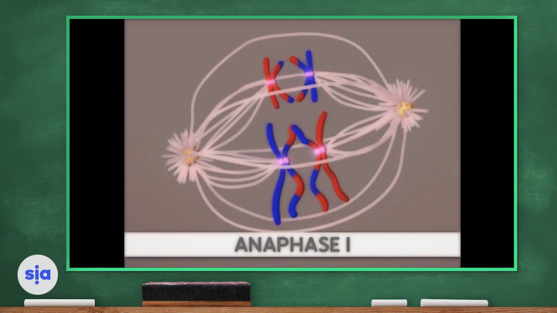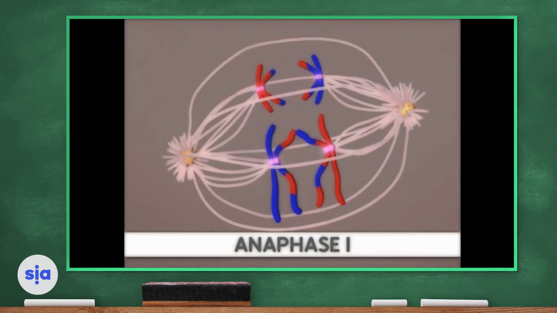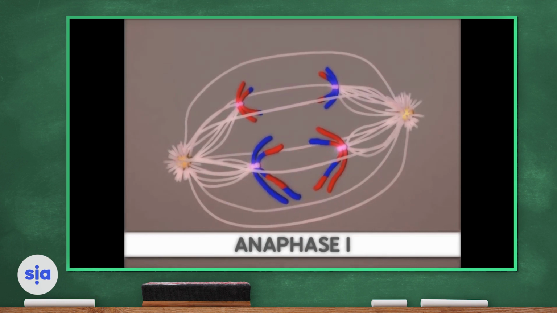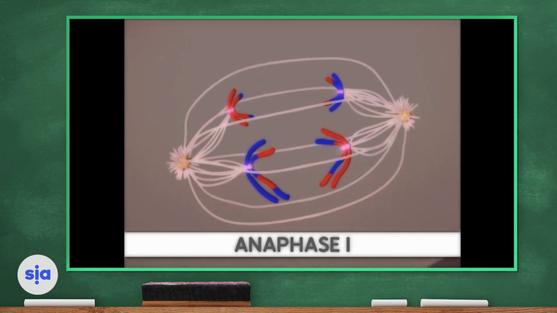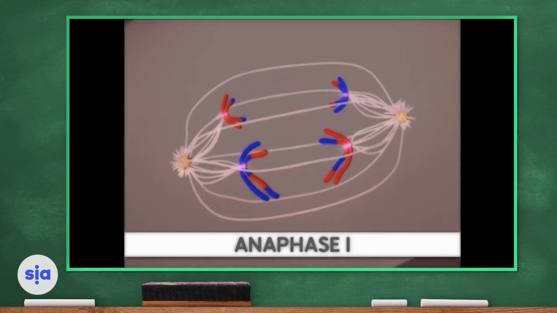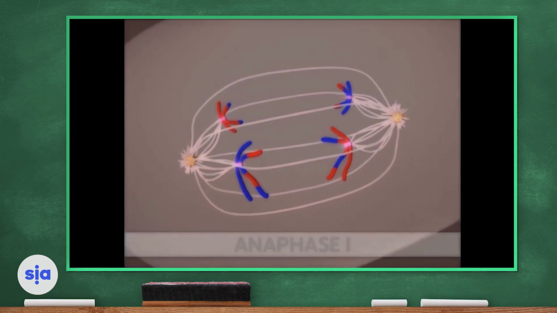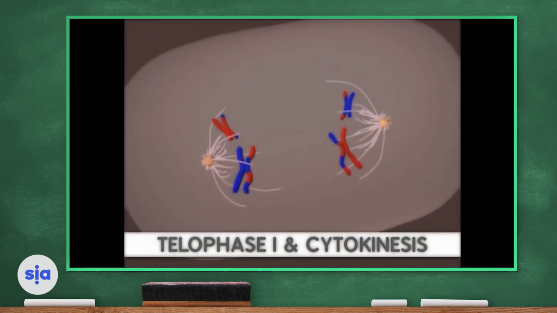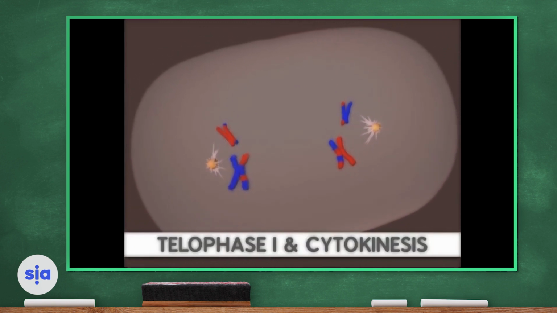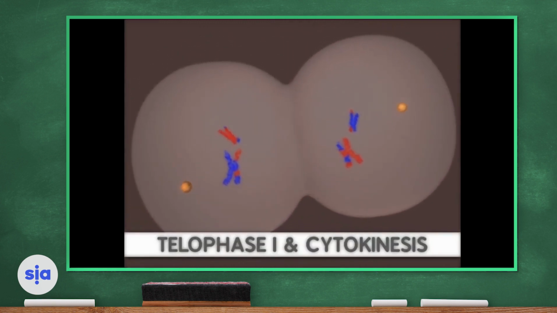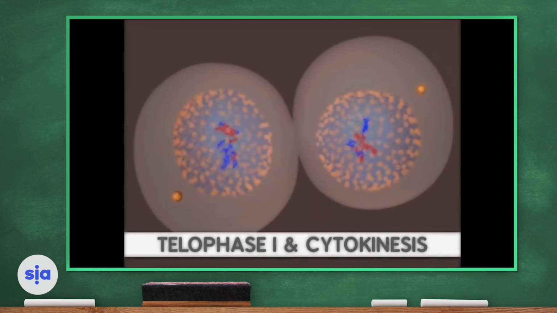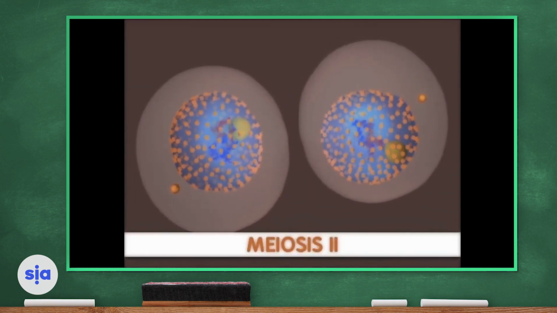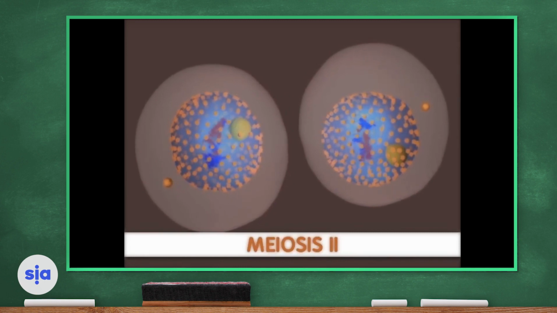The next phase is anaphase I. During this phase, homologous chromosomes separate and migrate to the two poles of the cell. Importantly, the sister chromatids remain attached at their centromeres. The final steps of meiosis I are telophase I and cytokinesis. Here, the cell divides into two daughter cells. Each of these two cells now undergo meiosis II. Meiosis II is similar to mitosis.